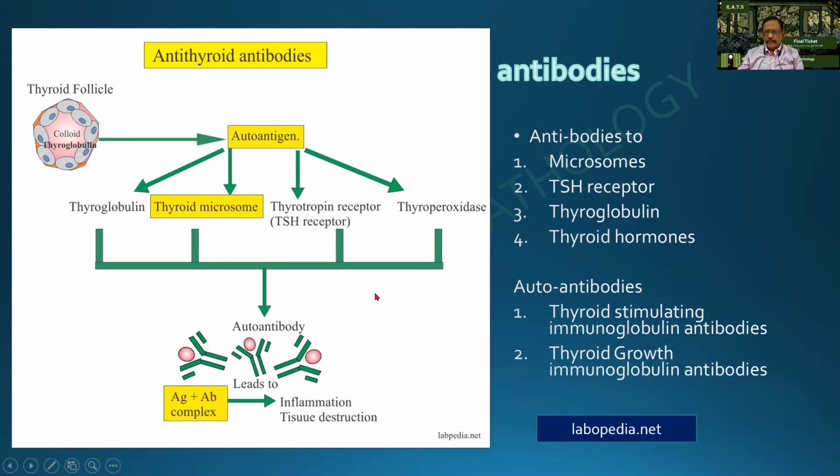Please draw this one. What are all the various antibodies which we can get in Hashimoto's? It can be antimicrosomal antibodies, TSH receptor antibodies, thyroglobulin antibodies, and thyroid hormone antibodies. You will have to mention these antibodies. Also, you can get autoantibodies, in the sense immunoglobulins are there which are already antibodies, but against them we get the antibodies, hence they are called as autoantibodies. Thyroid stimulating immunoglobulin antibodies and thyroid growth immunoglobulin antibodies. So you find that there are a spectrum of antibodies which can be seen in Hashimoto's thyroiditis.